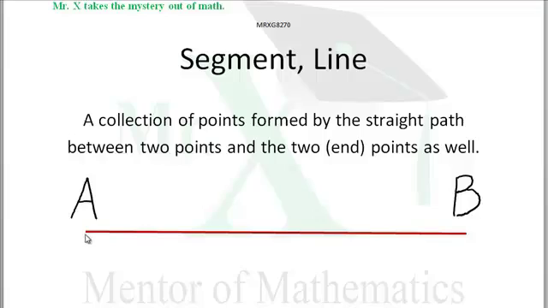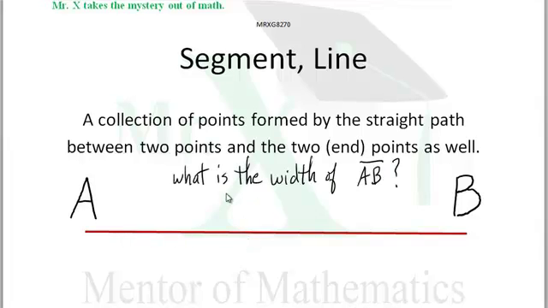There's an endpoint here, A. There's an endpoint. Remember, these points have no size. They're a mathematical idea. And there's an endpoint here, B. In fact, between A and B are a collection of points, infinitely small. This line has no width. We might ask the question, what is the width of line segment AB? How wide is this line?